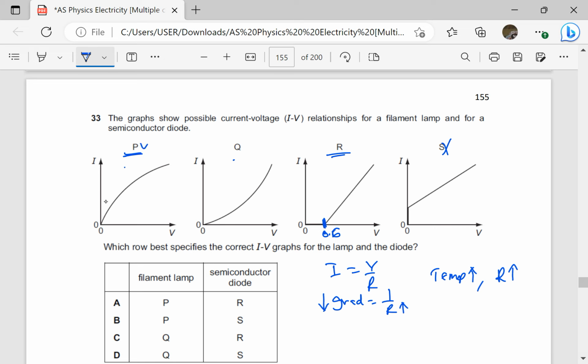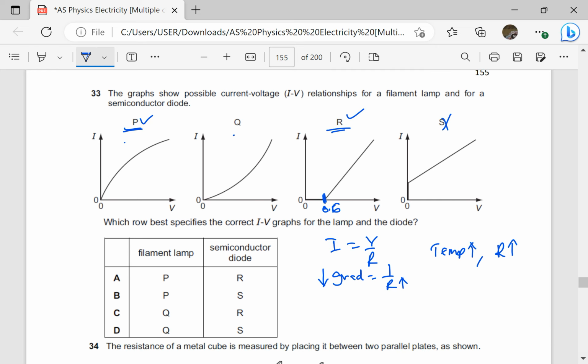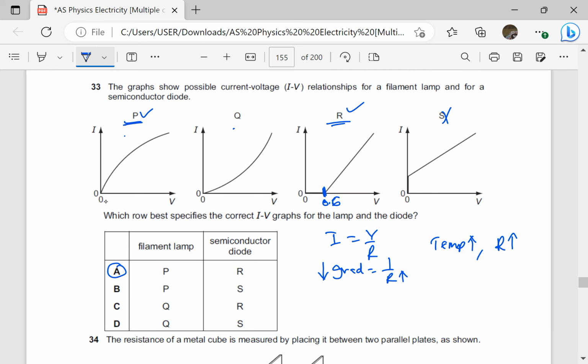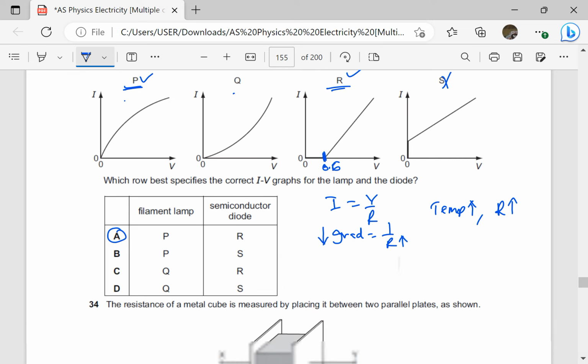So for a filament lamp, we have P. For a diode, we have R. So our answer is going to be A. Filament is P, diode is R.